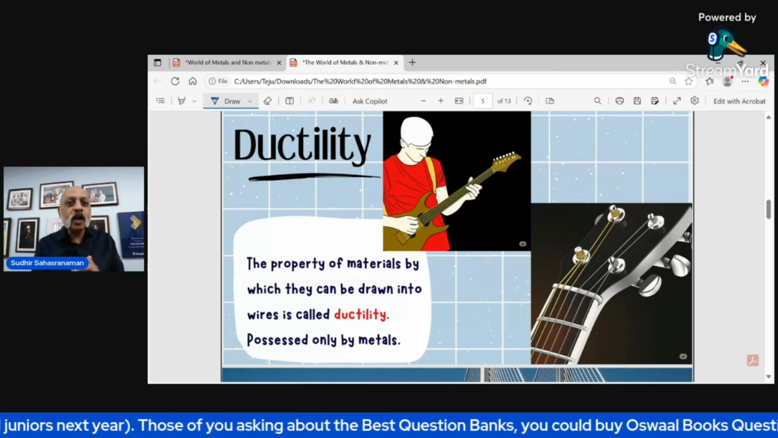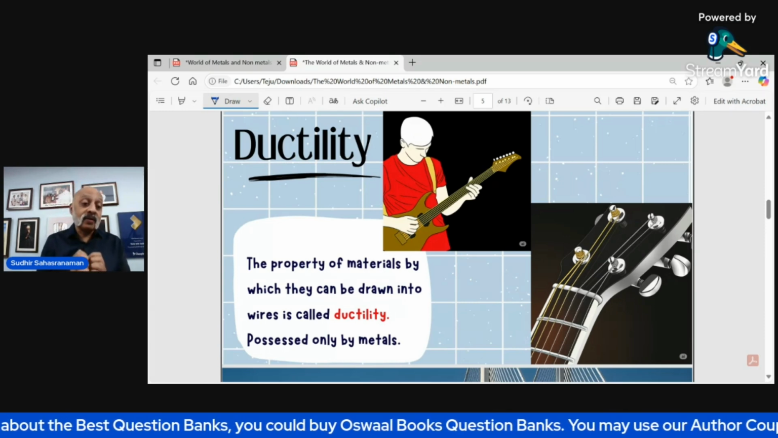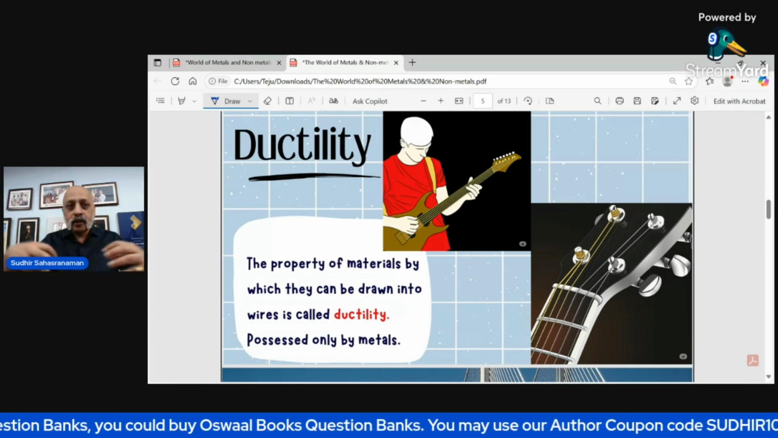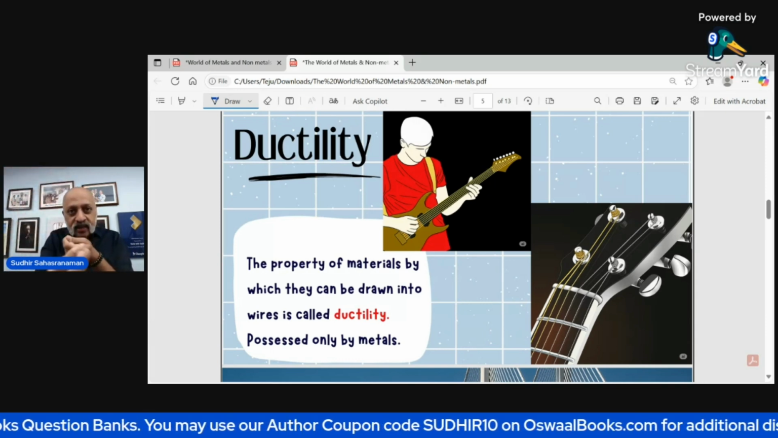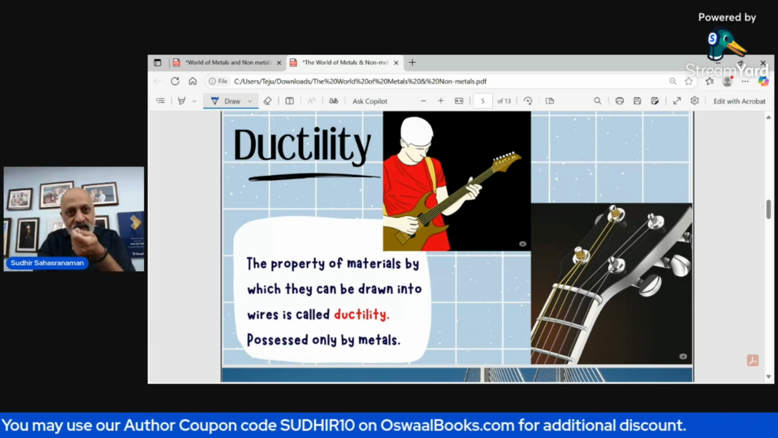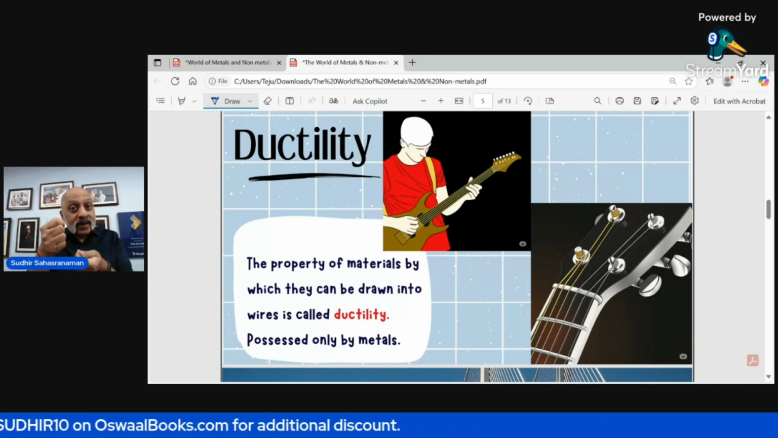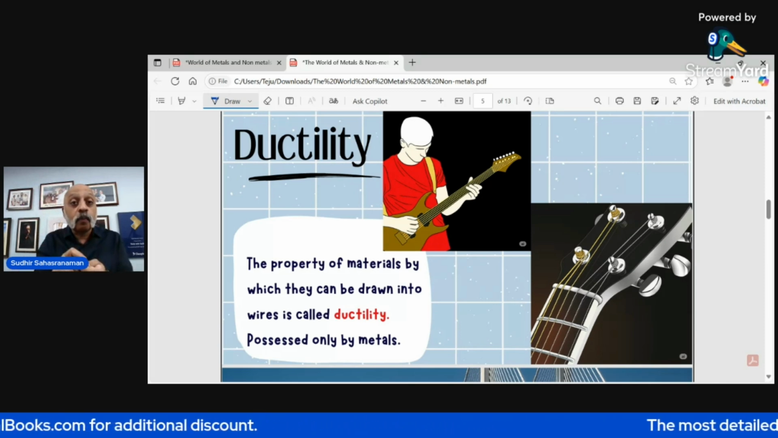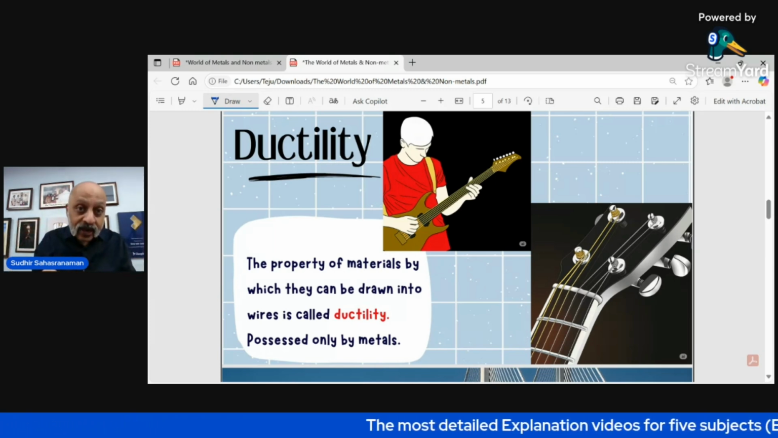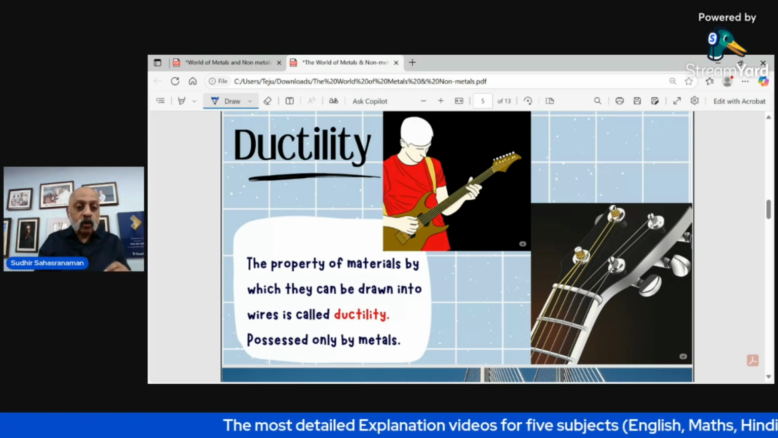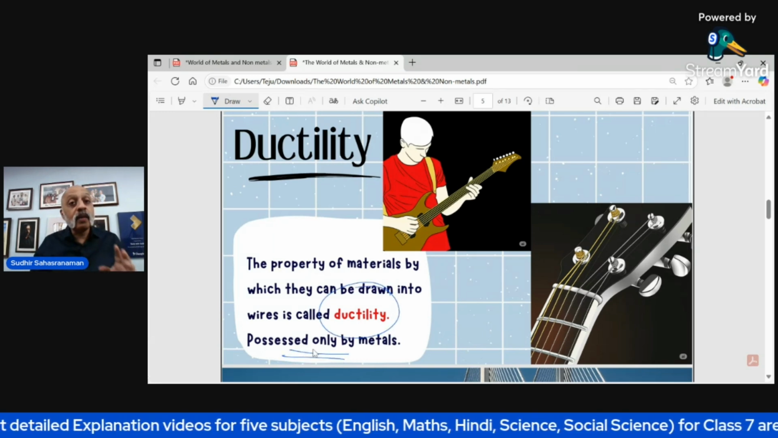So the property of materials by which they can be drawn into wires is called... I didn't get the chai ki chalni, the tea strainer, by which you put the chai and the thing gets stopped there and the tea falls and you can drink it, right? So that is also made by metal wire. That is also because of the property called ductility, where it can be drawn into wires, right? So it can be drawn into wires, and that property is called ductility, and this is possessed only by metal.